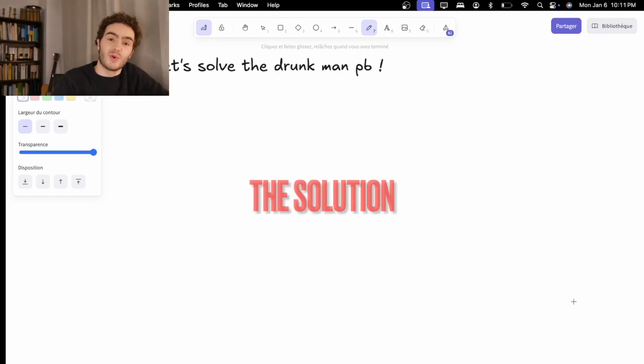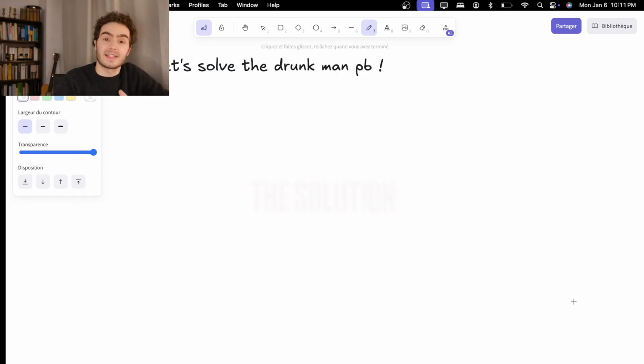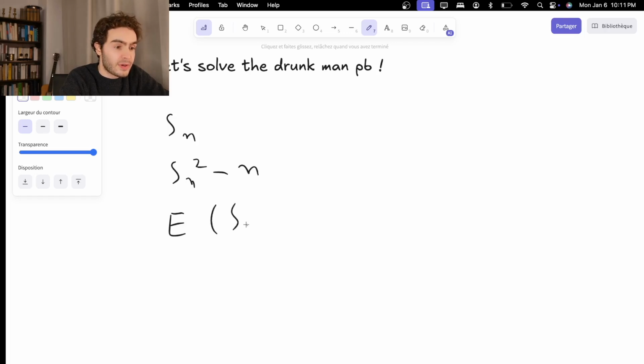Now it's time to solve the drunk man problem. And as I mentioned earlier, the first step is to prove that Sn and Sn squared minus n are martingales. So, in order to prove that Sn, the symmetric random walk, is a martingale, we need to show that the conditional expectation of Sn plus 1 knowing n is equal to Sn.